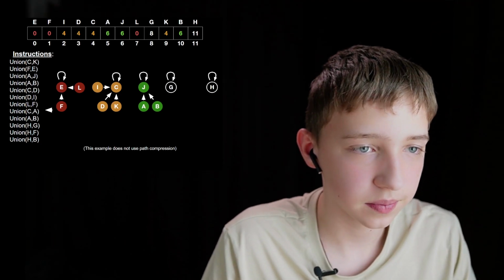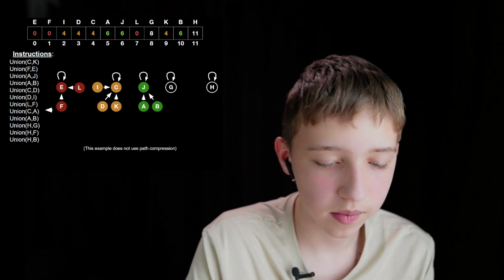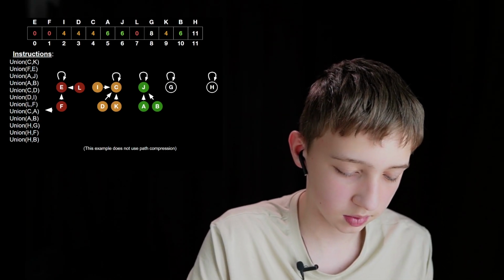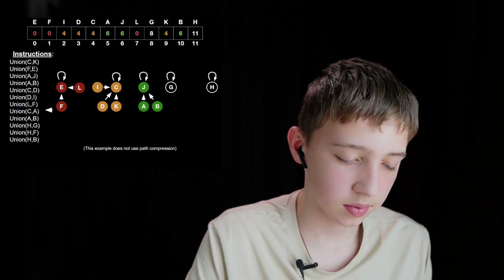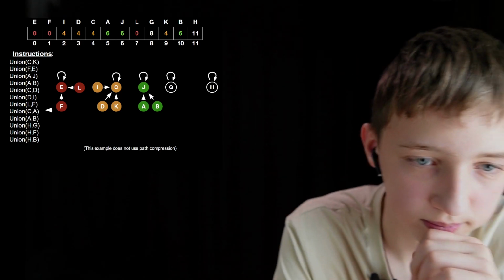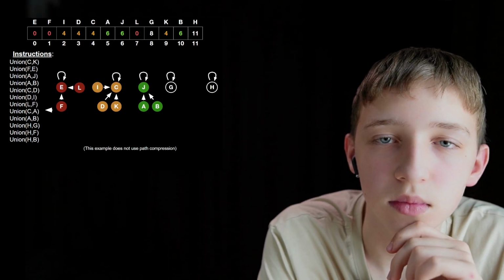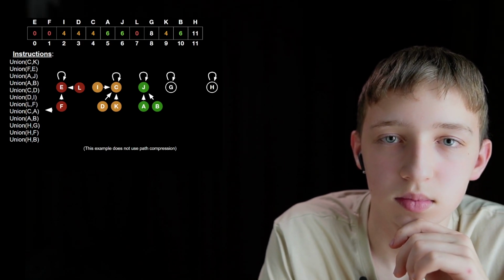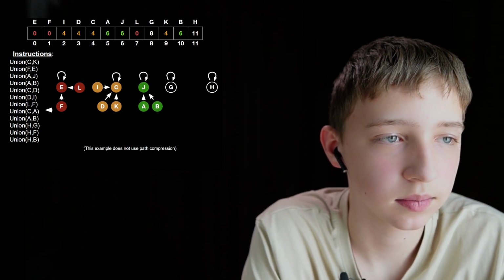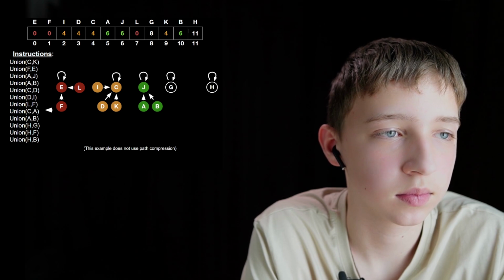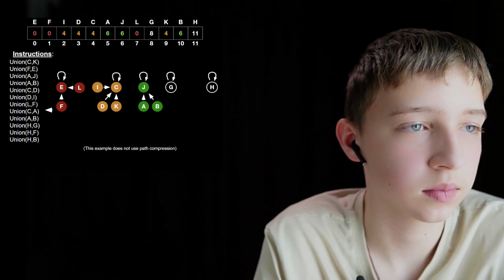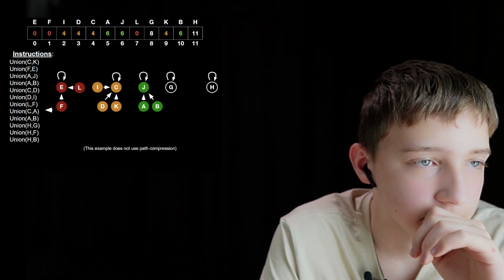So, I understand how it works, and your explanation is good. But my question is that you rely on your display to know which node is the root node of a disjoint set, right? What if you didn't have your display? You just had your array like you have at the top. Would you still know the root nodes? I'm a little bit confused on that topic.